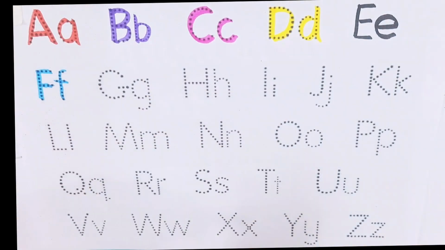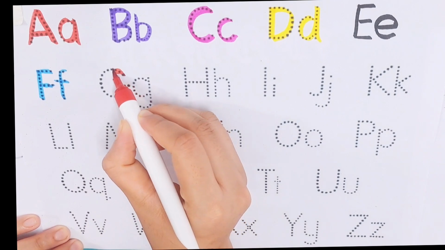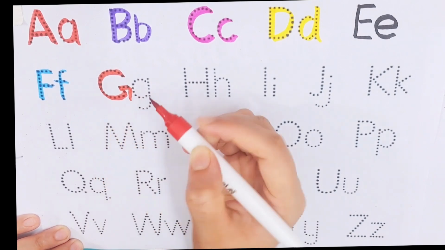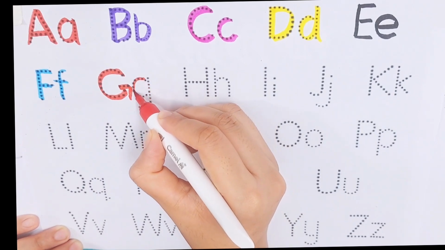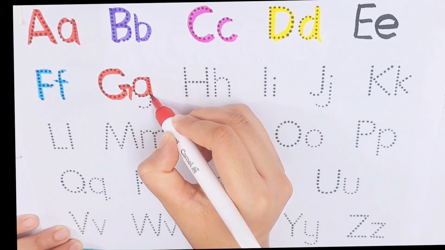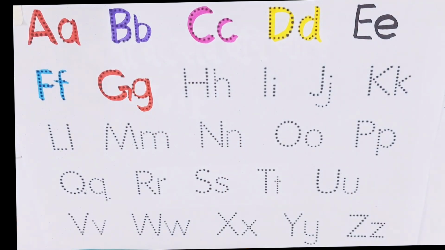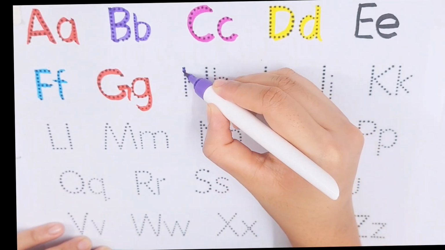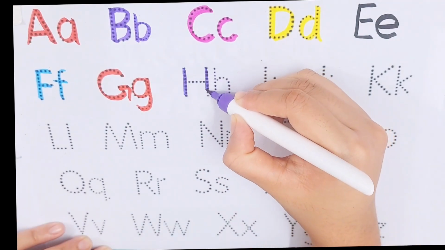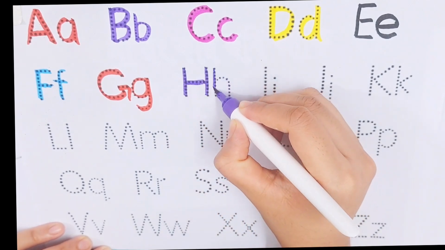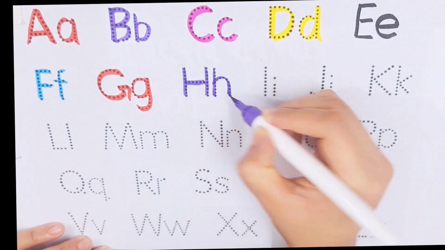Red color. G. G for grape. G for goat. Violet color. H. H for horse. H for hat.